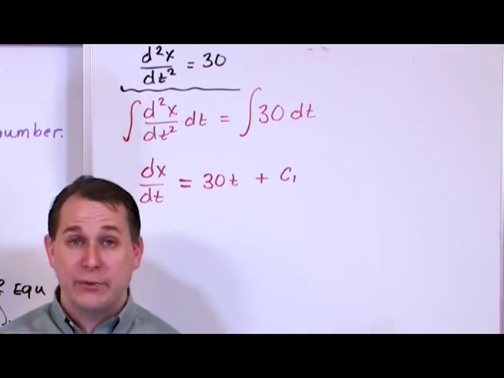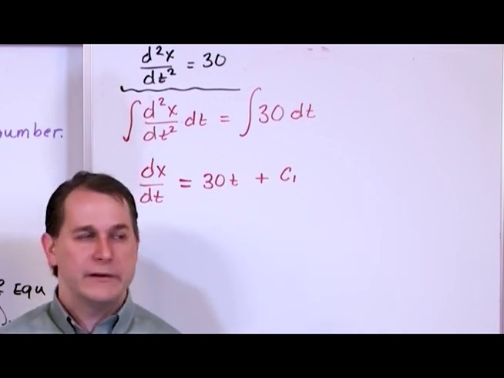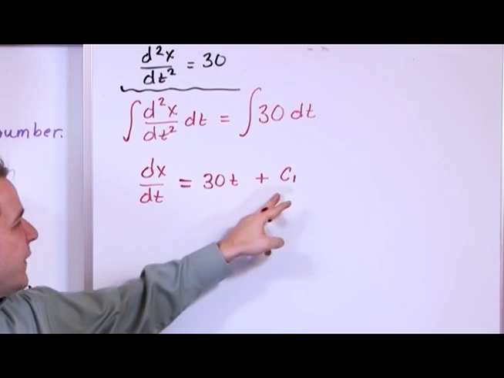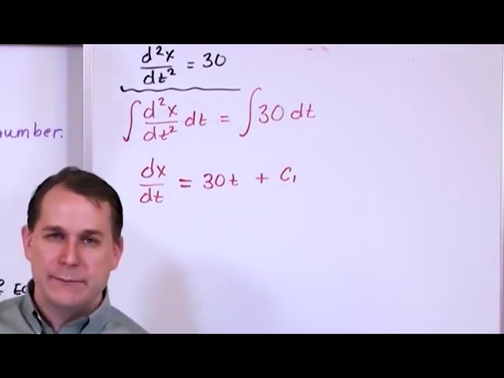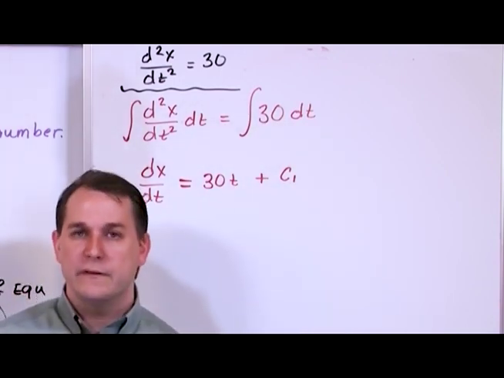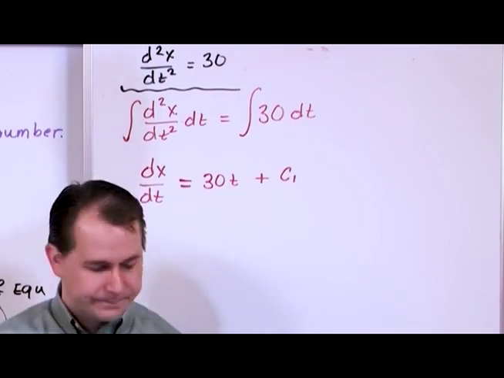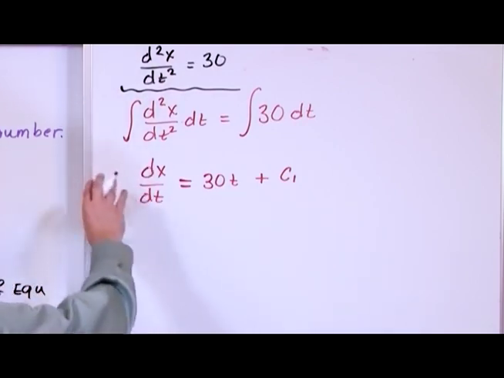So you need to keep them separate, and you'll see why we need to keep them separate in a little bit. So do yourself a favor, label it constant 1. Next time you get a constant, label it constant 2, constant 3, constant 4, and so on. So here is sort of an intermediate step.